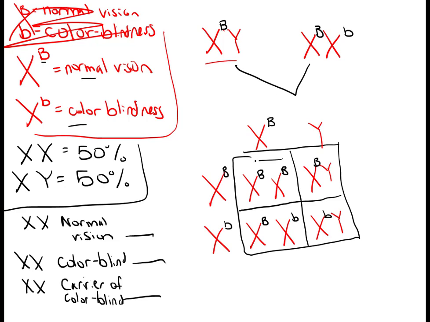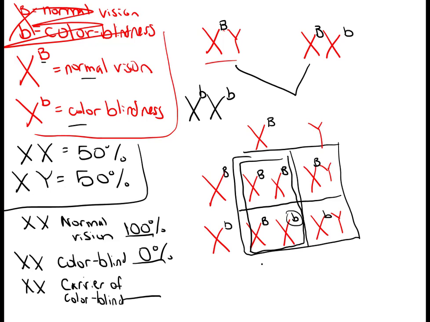So if we look at this, both of the XX possibilities have one big B. That tells you normal vision. So all of the possible XX offspring will have normal vision, 100%. Will any of the XX offspring be colorblind? The answer is definitely not, because in order to be colorblind, the offspring would have to be XX with 2 little b's, but there are none, so there's 0% chance. What is the chance of the XX offspring being a carrier? Well, there's 1 here, 1 out of the 2. So out of the XX individuals, 1 out of 2 of the XX will be a carrier.